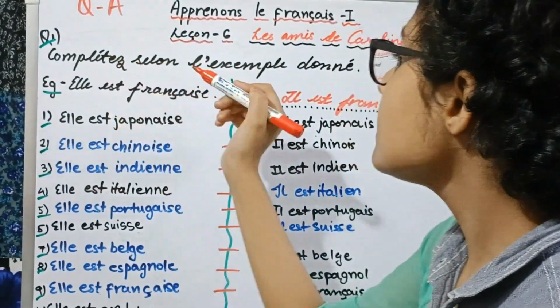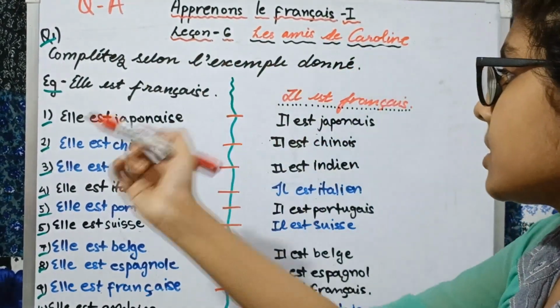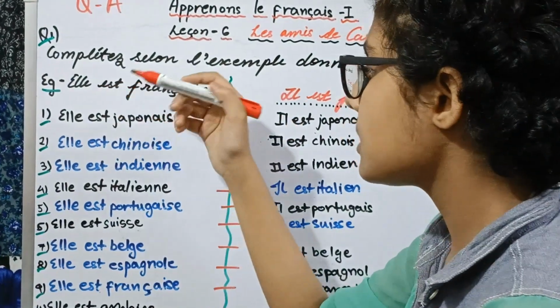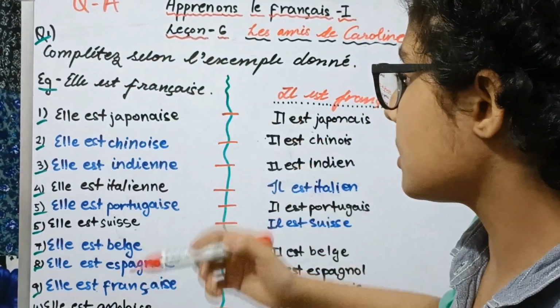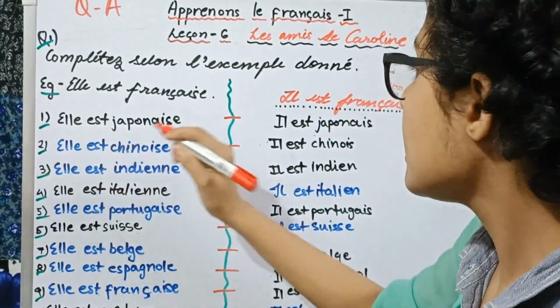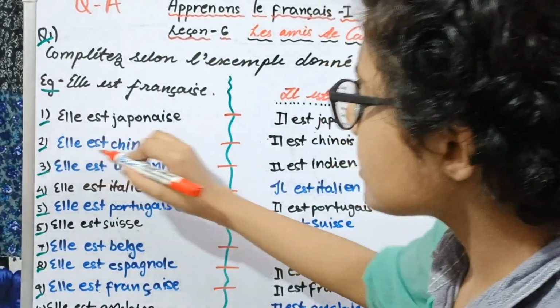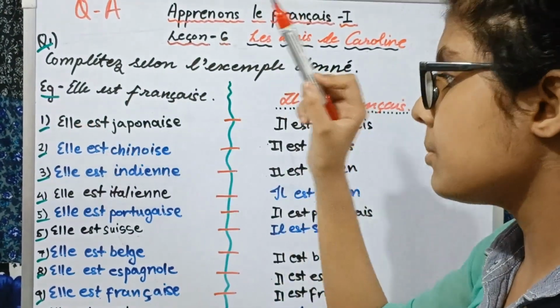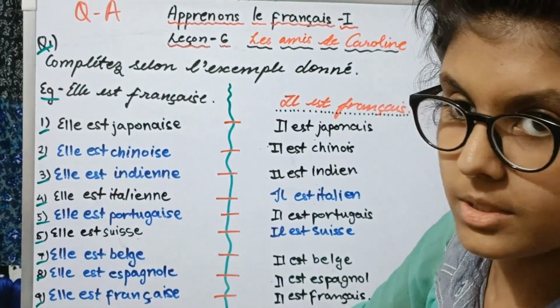So, complétez seul l'exemple donné. The first question is: complete using the given example. Here, first we'll understand the example, and likewise we'll do all the questions and answers. In your book, a dotted line is given in which you need to fill in the answer, but instead I have written the answer in blue, which will be easier for you to understand.